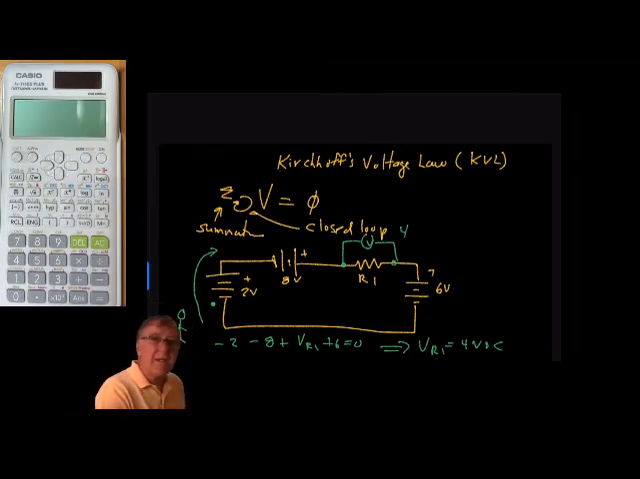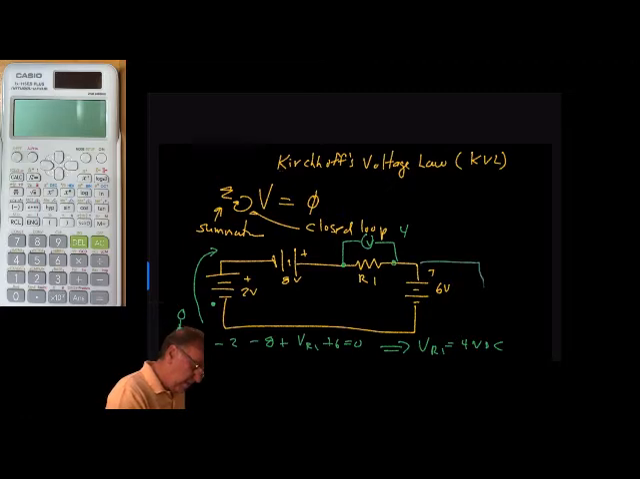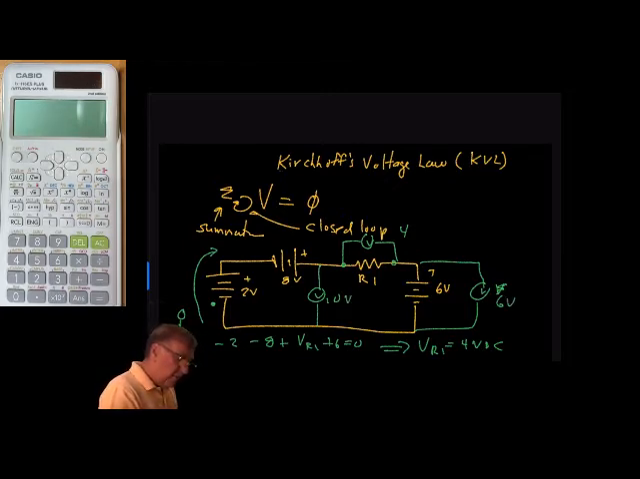We could have done this by inspection too, because we know we have 6 volts across here, and we know we have 10 volts across here. This is 6 volts and 10 volts. So 10 volts minus 6 gives us 4. So we solved it with an equation, and we solved it by inspection. Two ways of doing that.